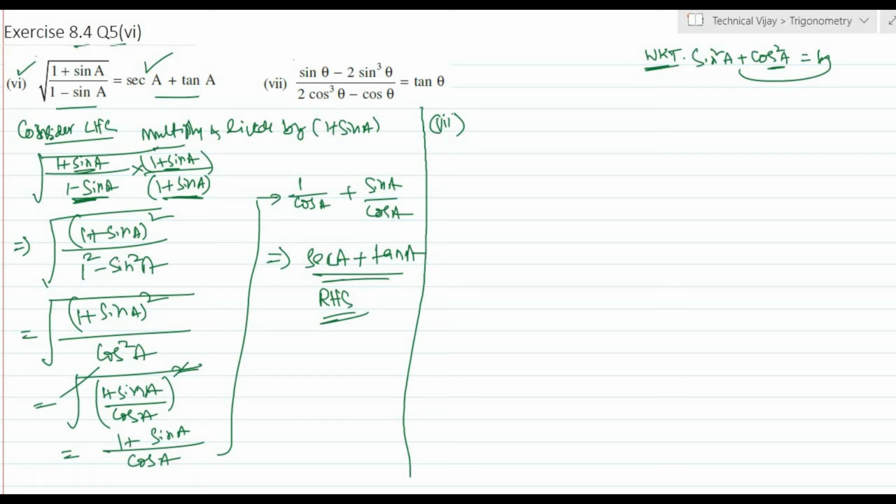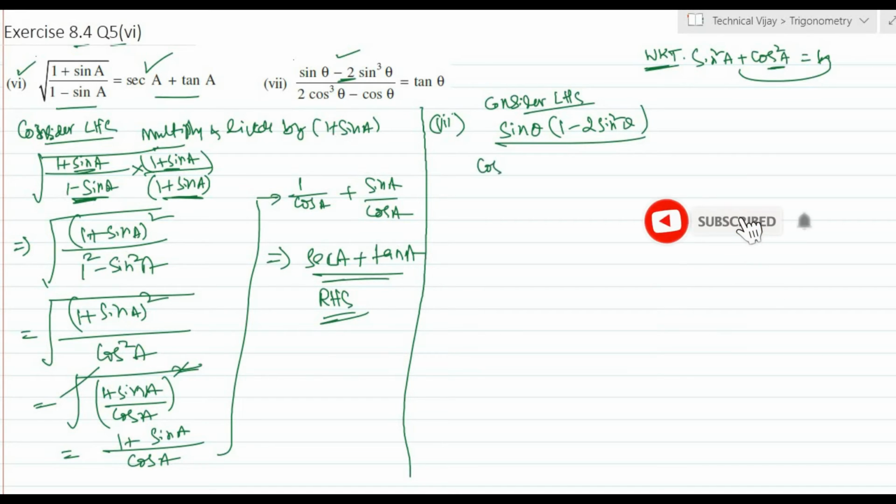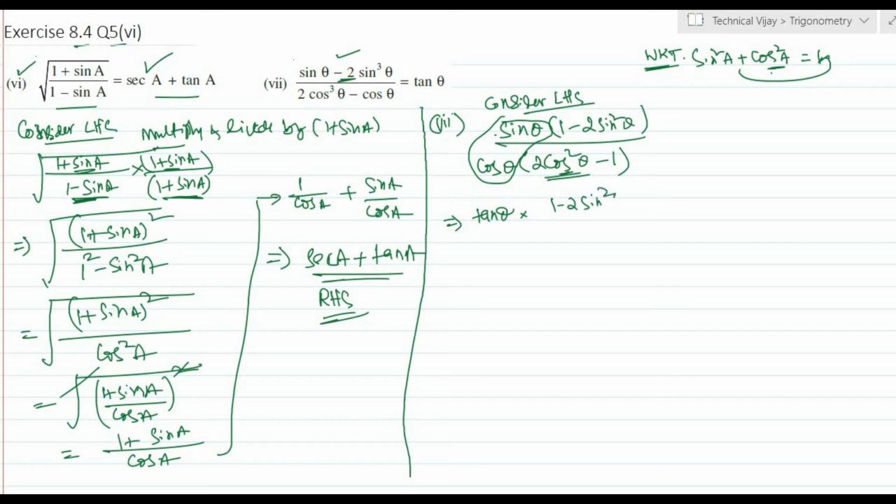Okay, so here sin theta minus 2 sin cube theta. In this we will consider LHS. From this we will take sin theta common, so 1 minus 2 sin square theta, divided by, here cos theta we will take common, so 2 cos square theta minus 1. This portion, sin theta by cos theta, can be written as tan theta. So remaining is 1 minus 2 sin square theta divided by 2 cos square theta minus 1.